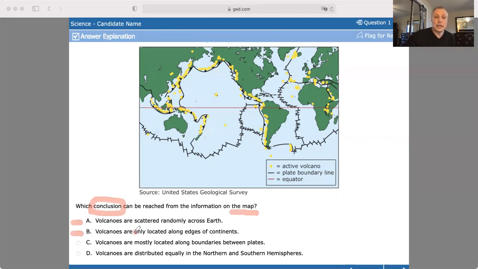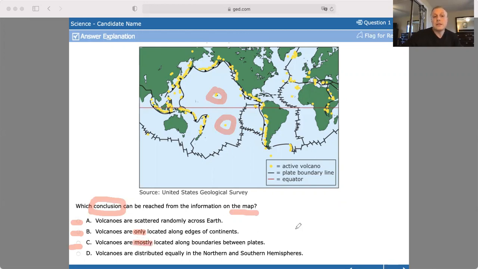Now it says only here, which we don't like that word, because how do you know that's only there? I mean, we get to see some of them are in other positions. Like I see some right in the ocean here. So then C says volcanoes are mostly located along the boundaries between the plates. Like we said, most of them. So I like this word.